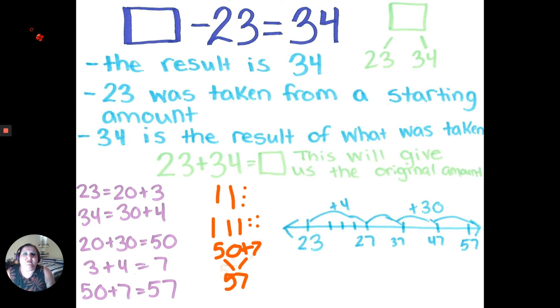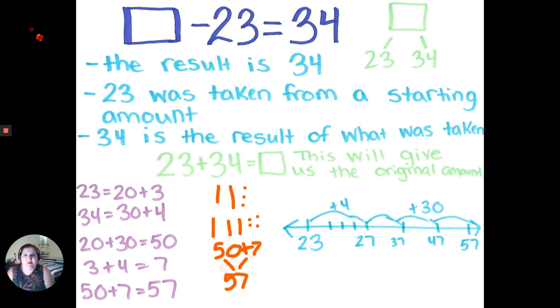In the final example, we have a starting amount unknown where the change is taken from. So unknown, take away 23 is 34. Our starting amount is unknown. We started off with a number, we took away 23, and we were left with 34. So in order to find that original large number, we are actually going to take 34 and 23 and add them together. And that is going to give us the original amount. Because 23 was taken out of that original amount, and we're left with 34. So taking that 23 and 34 and putting them back together again is going to give us that starting amount.